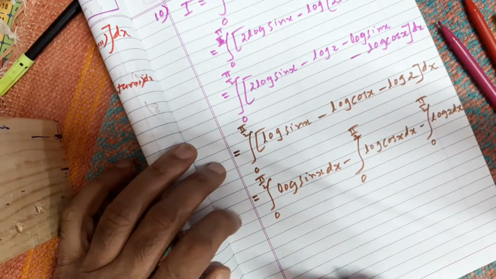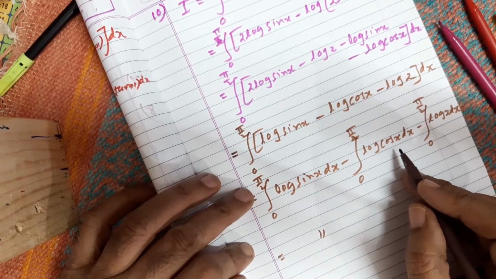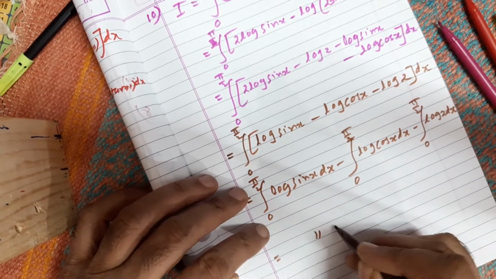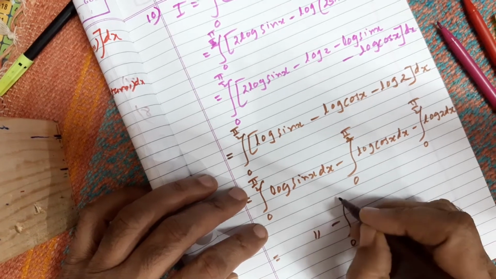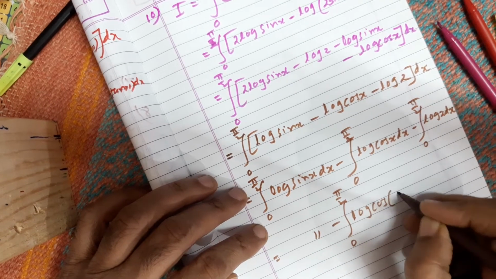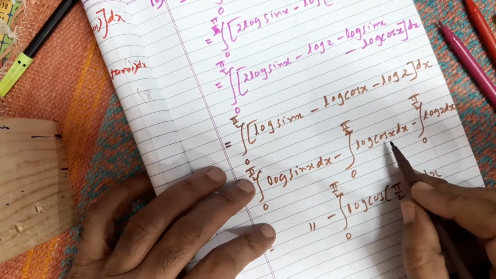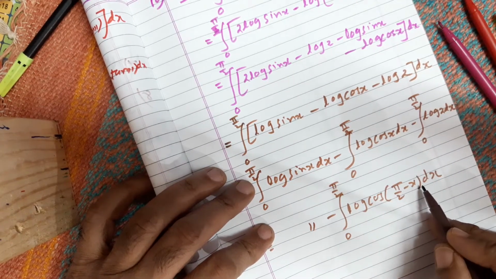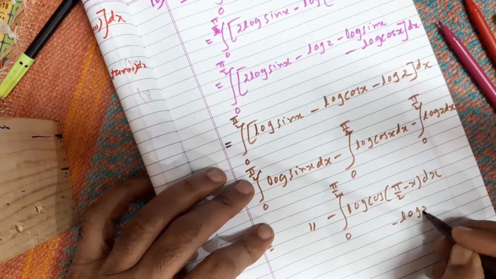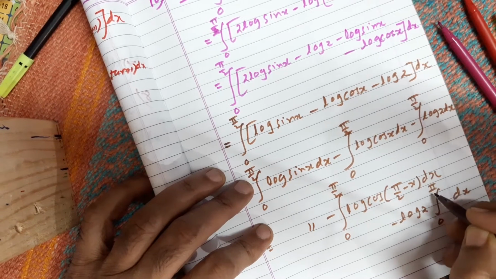Okay, and now the first term I keep as it is, and in the second term, instead of x put pi by 2 minus x. So minus integral 0 to pi by 2 log of cos of pi by 2 minus x dx. And this last term, log 2 is a constant, so I take log 2 out, and integration of 1 dx from 0 to pi by 2.